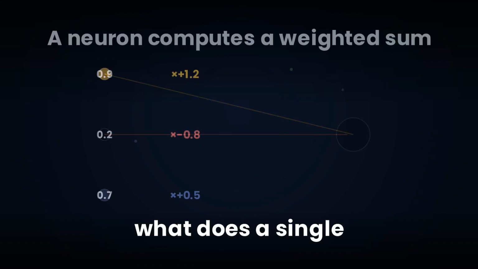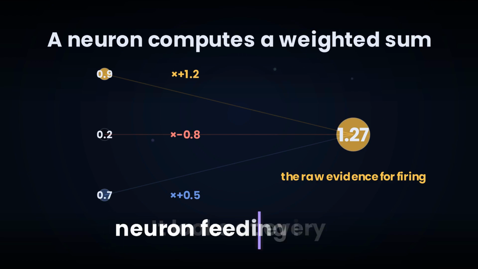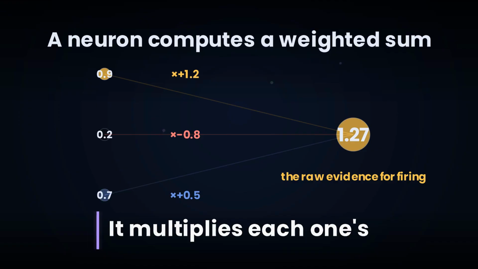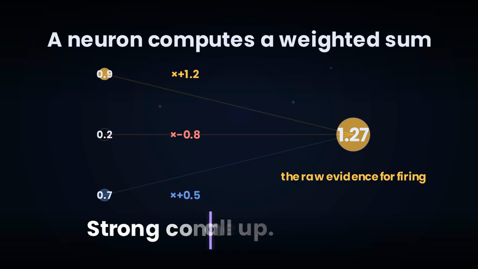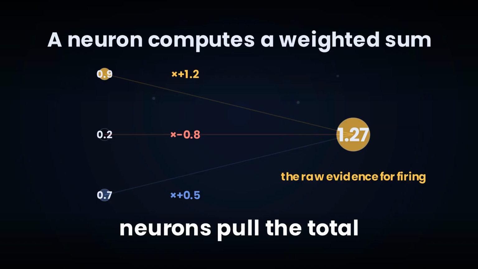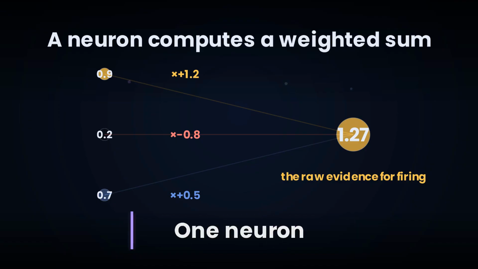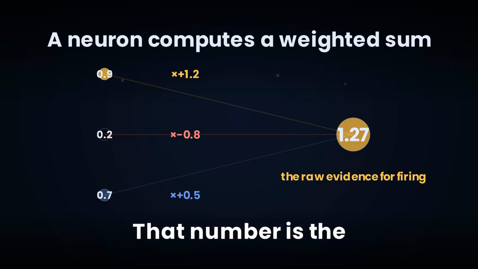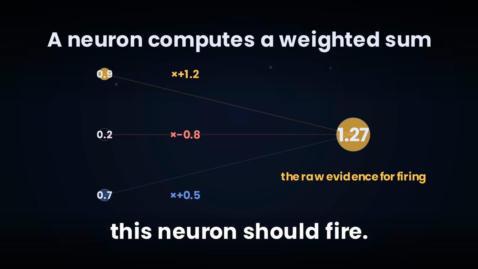So what does a single neuron actually do? It looks at every neuron feeding into it. It multiplies each one's activation by the weight on that connection. And it adds them all up. Strong connections from lit neurons pull the total up. Negative ones drag it down. One neuron, one weighted sum. That number is the raw evidence for whether this neuron should fire.